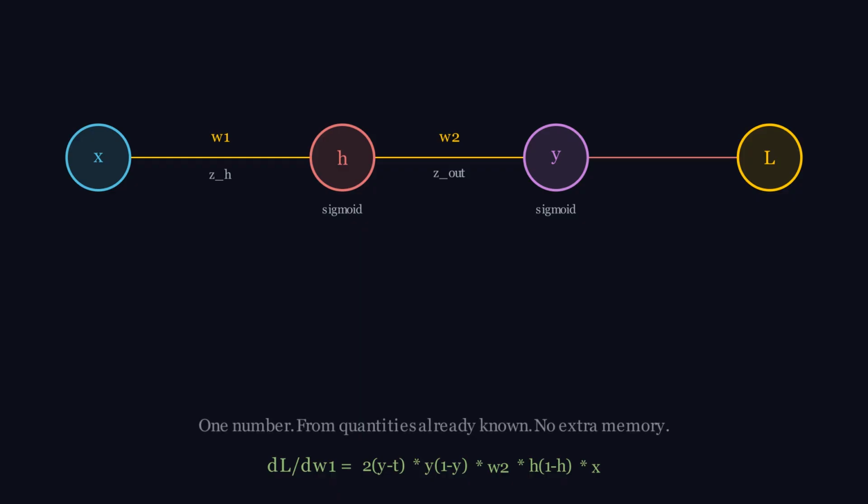So the gradient of loss with respect to a single weight deep in the network is just a product of local slopes, each one reading a value the network already knows. No extra memory, no recomputation. That's why backpropagation is efficient.